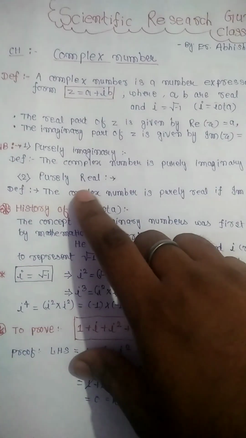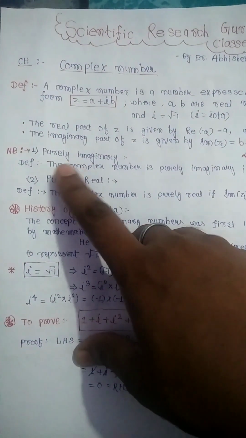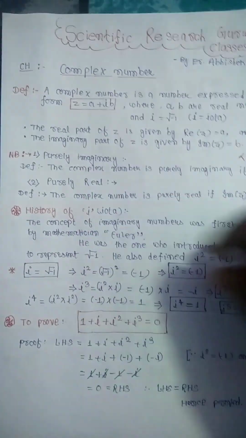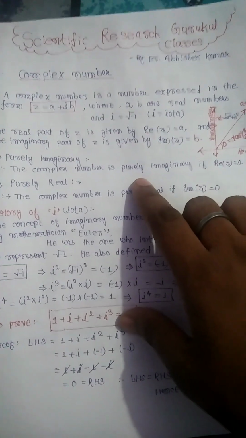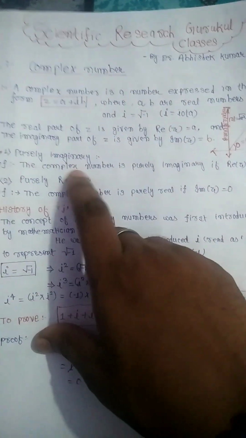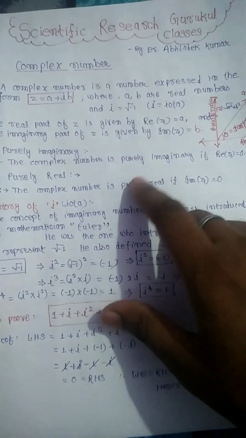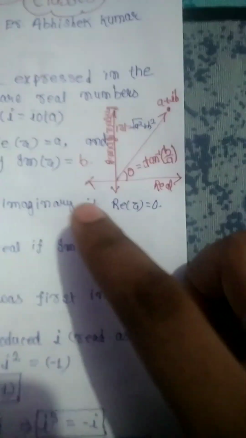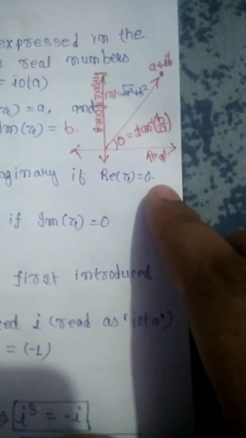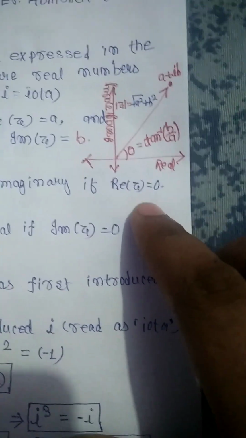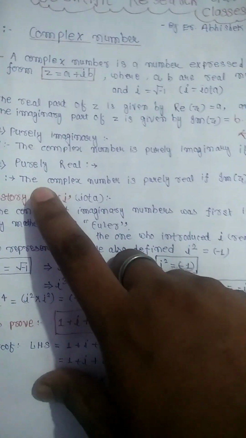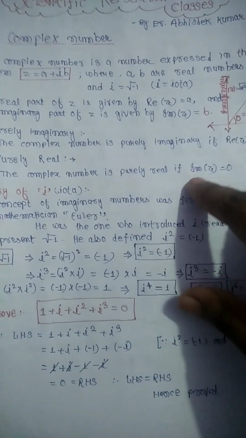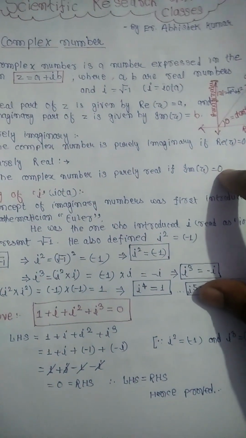Next, what is purely imaginary? As the name suggests, for being purely imaginary, it contains only the imaginary part. So we can say the real part must be 0. Here the complex number is purely imaginary only if the real part of z is 0. Next is purely real. As the name suggests, for being purely real, the imaginary part should be 0. So the complex number is purely real if the imaginary part of z equals 0.